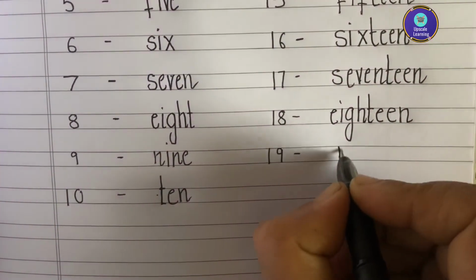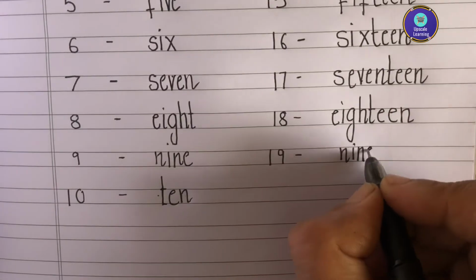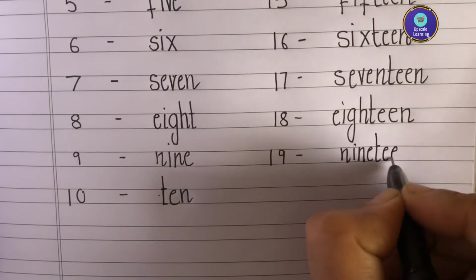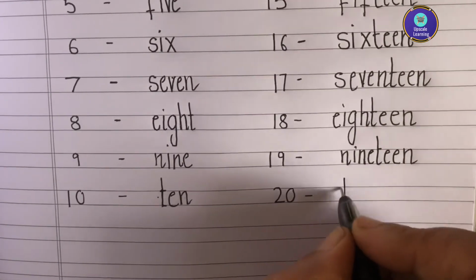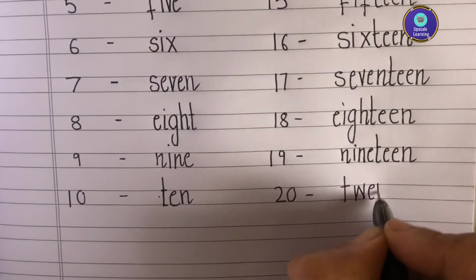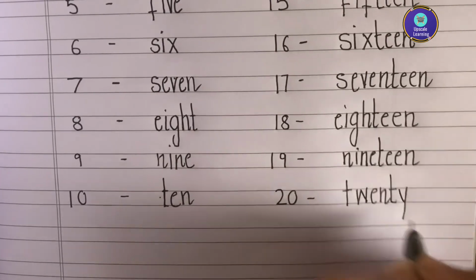19. N, I, N, E, T, E, E, N, nineteen. 20. T, W, E, N, T, Y, twenty.